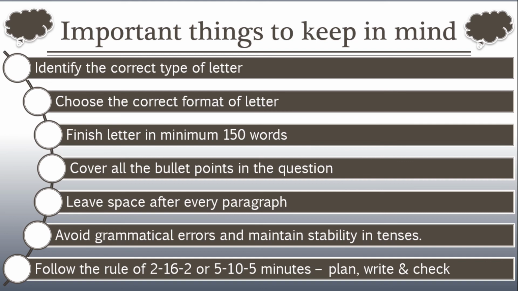Last, but the most important thing, is time management. Remember, you are not only writing the answer, you are responsible for planning, writing, and checking your own answer before submission. Follow the rule of 2-16-2 or 5-10-5, which means spending 2 or 5 minutes for planning, 16 or 10 minutes for writing, and 2 or 5 minutes for proofreading your answer. Preferably, use the first one, 2-16-2.